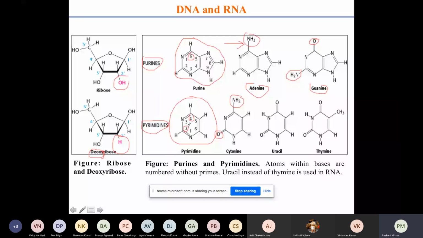Look at the structure of cytosine. We have talked about cytosine. Now looking at the structure of uracil. Can you tell me what is uracil? Now very easy.